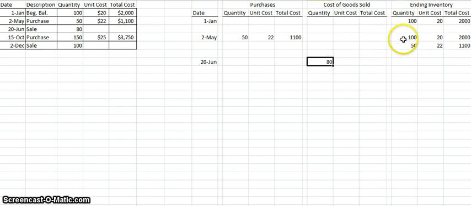We only sold out 80. We have 100 at that level. So all 80 of them will be sold at $20 a piece. And the total cost is $1,600. We also need to update the inventory. Every time we have something, we're going to be updating inventory because we don't have 150 units now. We sold 80 of those. So how many is left at that $20 level? We sold 80 of them, so we have 20 left.